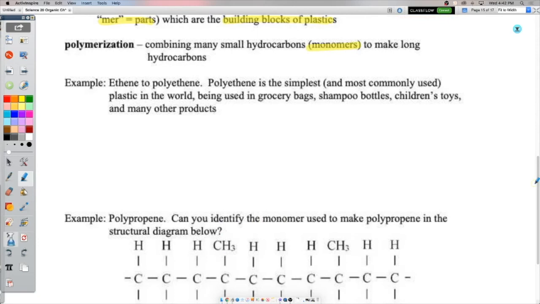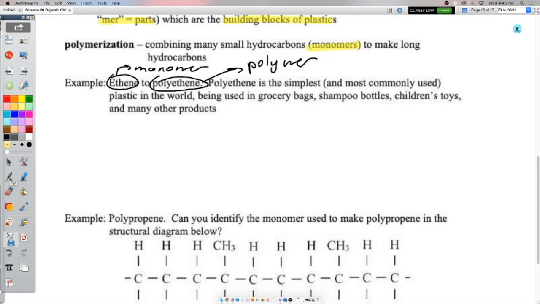How do we do it? We take a small one, we take a monomer, like for example, ethene. This would be our monomer. And we turn it into polyethylene. That would be our polymer, okay? Polyethene, or sometimes called polyethylene, is by far the most commonly used polymer. It's everywhere. Chances are if you go find something plastic, it's made of polyethylene. It's grocery bags, shampoo bottles, kids' toys, tons of stuff. Polyethylene is everywhere.